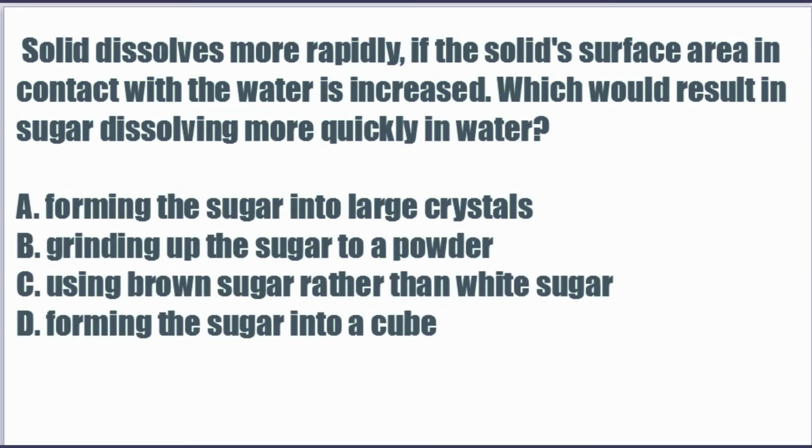A solid dissolves more rapidly if the solid's surface area in contact with the water is increased. Which would result in sugar dissolving more quickly in water? Is it A. forming the sugar into large crystals, B. grinding up the sugar to a powder, C. using brown sugar rather than white sugar, or D. forming the sugar into a cube?